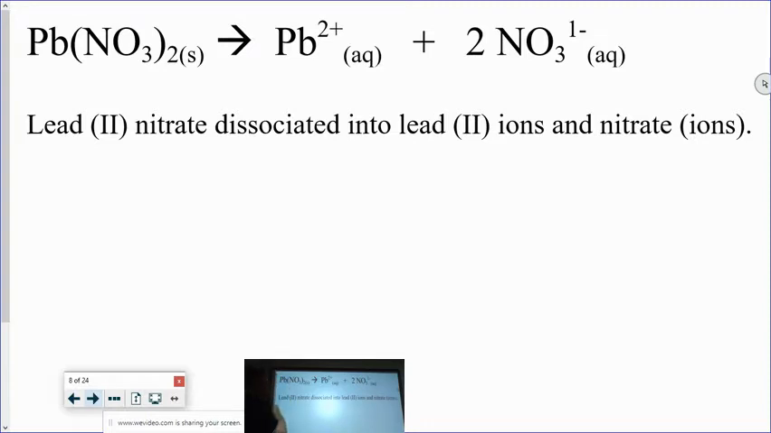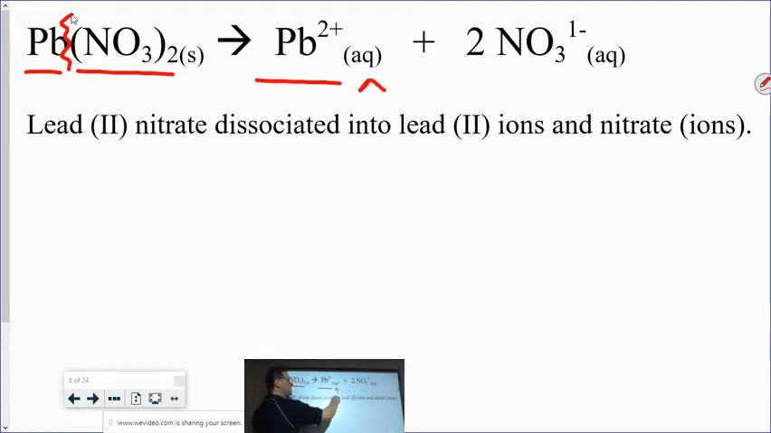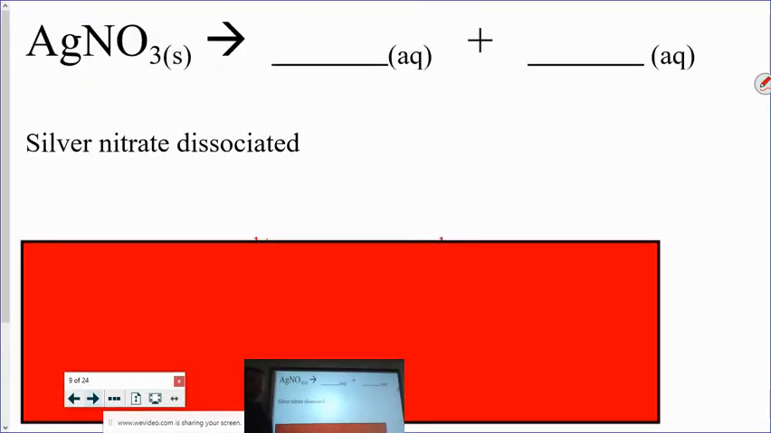So we got our lead 2 nitrate up on top. It's a solid. You throw in some water. It breaks apart right at the ion line. So this is a polyatomic ion, and this is a metal ion. So we get the lead 2 ion right there, aqueous, meaning dissolved in water. And to balance it out, we get 2 of these polyatomic ions called nitrate ions. And if we're going to put words to it, we'd say lead 2 nitrate dissociated into lead 2 ions and into nitrate ions. So now I want you to try it. So pause the video and see how you can do.